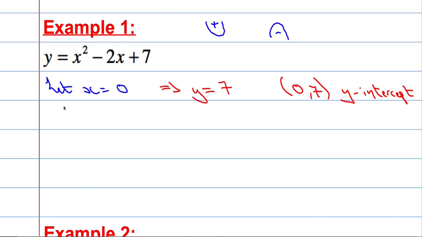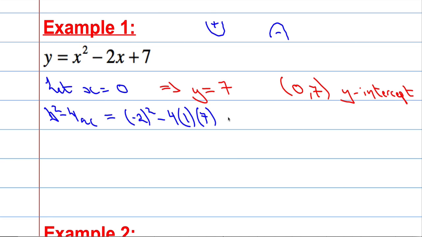What else can I work out? Well, I can let y equal 0 and then work out where it crosses the x-axis. But I'm not going to do that yet until I know if there are solutions or not. So I'm going to work out b squared minus 4ac to see how many solutions there are. So b squared minus 4ac will equal negative 2 squared minus 4 times a, which is 1, and c is 7.